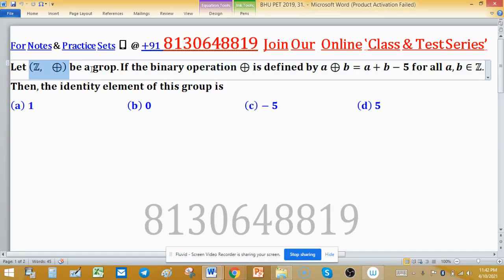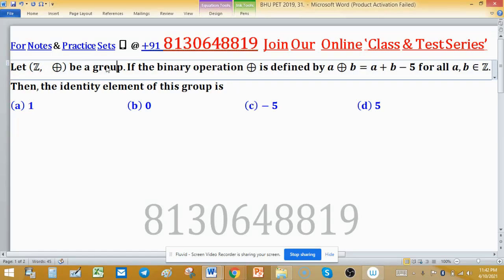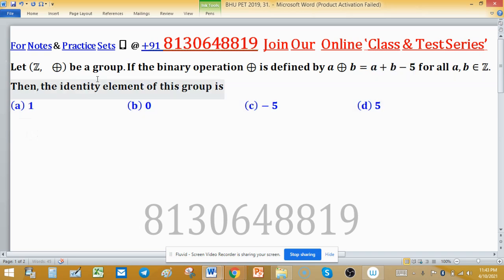Let (Z, ⊕) be a group, where the binary operation ⊕ is defined as follows: if two elements a and b come from the integers, then a ⊕ b gives you a + b - 5 for all a, b from the set of integers. Now we are interested in finding the identity element of this group. (Z, ⊕) is a group and the identity is unknown here.